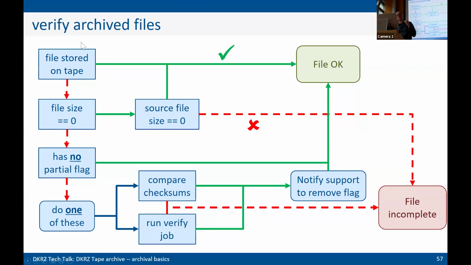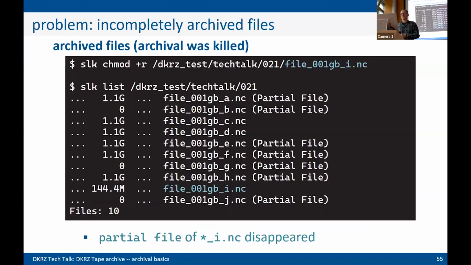When StrongLink writes a file to tape, it checks this file size in the background. Does it agree with the real file size? If it does agree, then everything's probably okay, then it's written to tape. So if you see a file where a partial file is printed, but slk list in the first column says it's on tape, then everything is actually fine. You cannot retrieve it, but it's on tape.